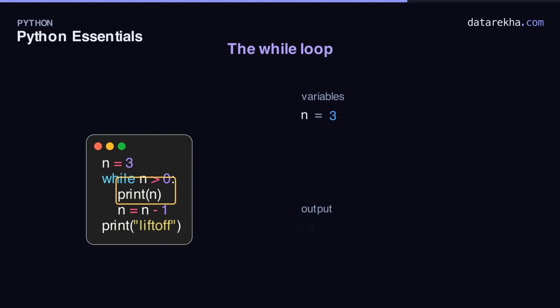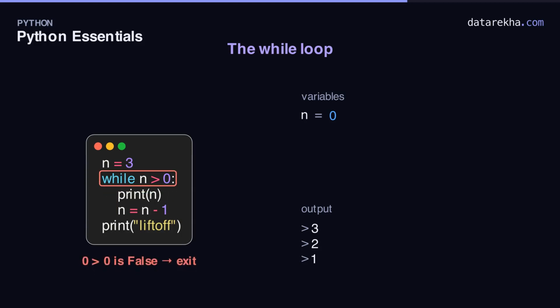Watch n shrink each round. n is 3, greater than 0. True. Print 3, then n drops to 2. n is 2, greater than 0. True. Print 2, then n drops to 1. n is 1, greater than 0. True. Print 1, then n drops to 0.